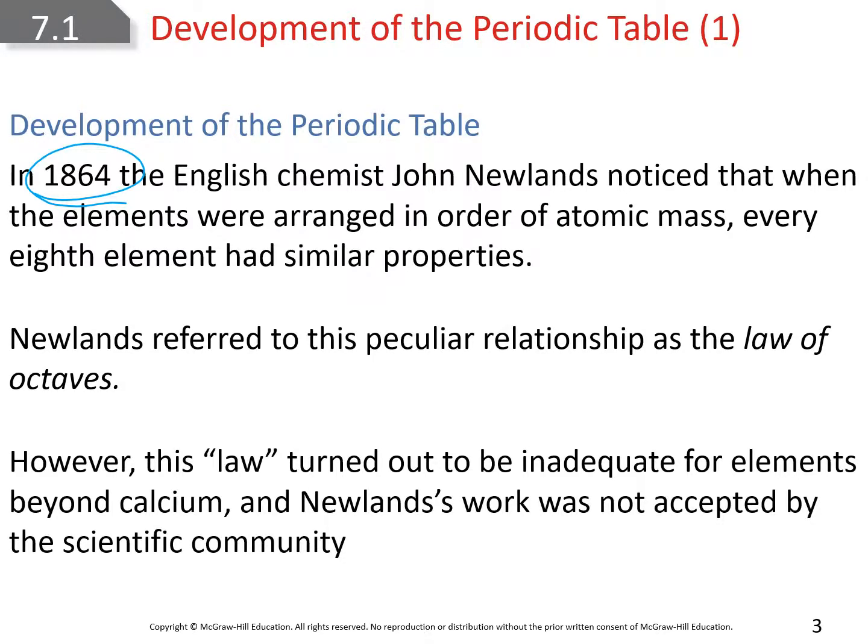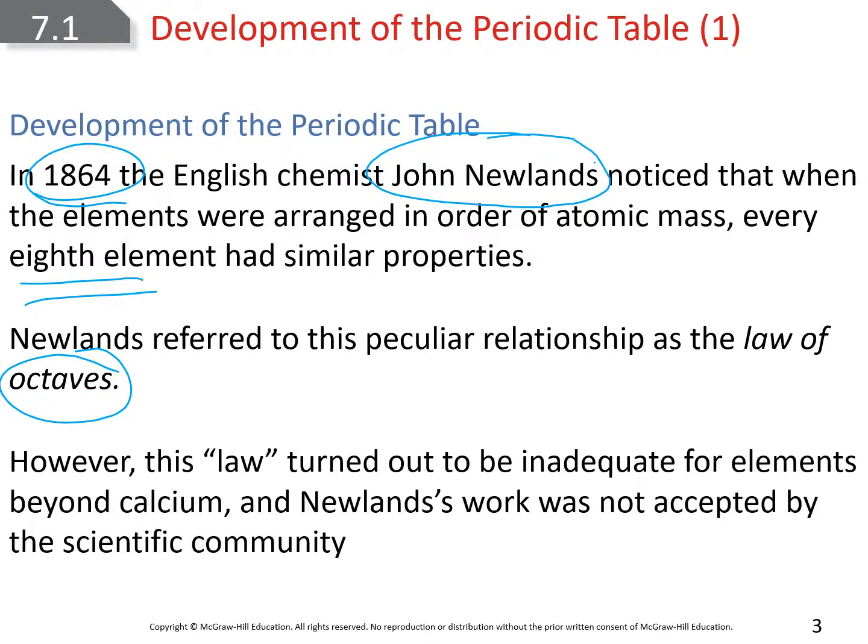So John Newlands noticed that if you arrange the elements in order of increasing atomic mass, every 8th element had similar properties. That's an important number, 8th element. He referred to them as the octaves. There's this whole idea that when you get to an octet, where there are 8 electrons in the outermost shell, you have certain properties that are exhibited. So if you put the elements in order of increasing atomic mass, every 8th element had the same properties.